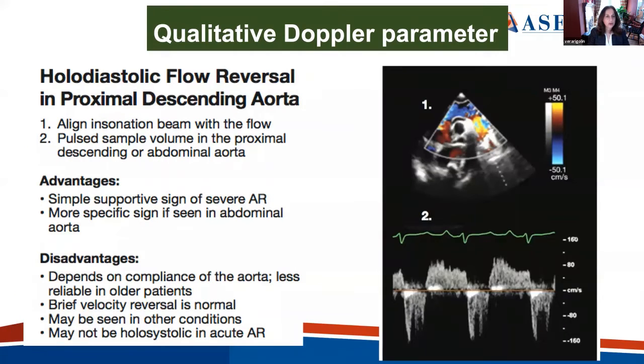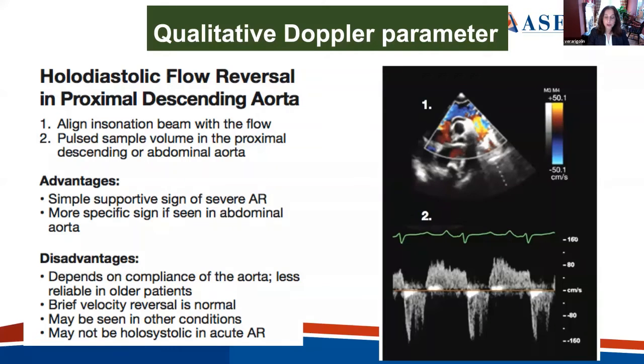We can also look for holodiastolic flow reversal in the proximal descending aorta. We want to align our insonation beam with flow and place a pulsed wave sample volume in the proximal descending or the abdominal aorta. The advantage here is that it is a very simple supportive sign of severe AR, and it is more specific if we see flow reversal in the abdominal aorta. The disadvantage is it depends on the compliance of the aorta, and thus it is less reliable in older individuals.